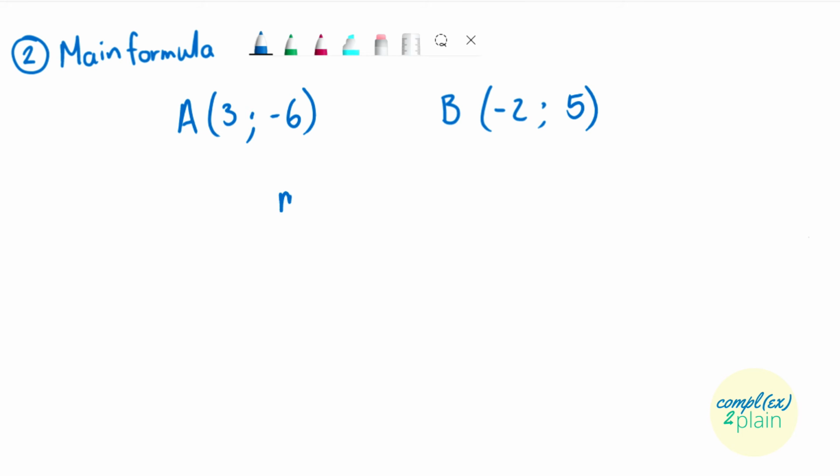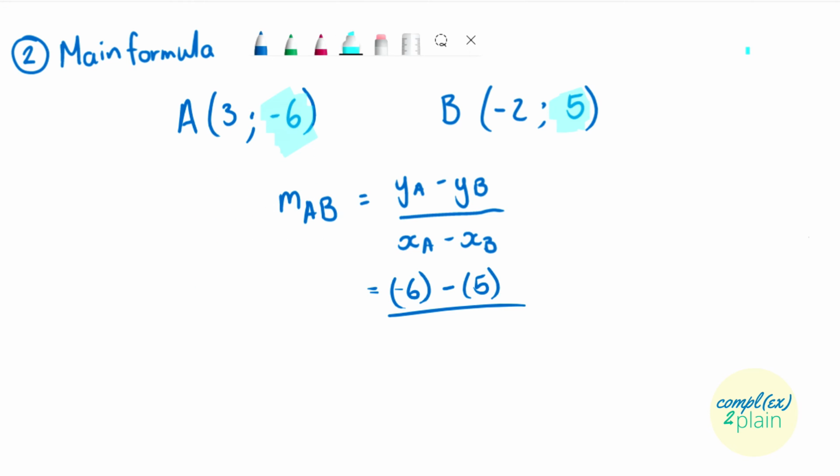Then I'm going to say M of line AB is equal to y of A minus y of B over x of A minus x of B. You see, this is y1, y2. I just switched it to make it A and B because it's just easier that way. Y of A is over there. Y of B is over there. X of A is over here.